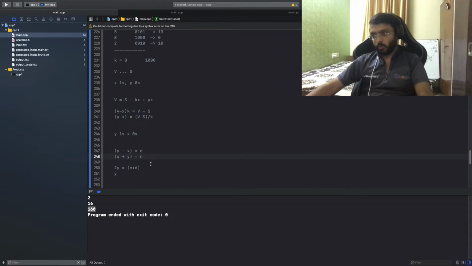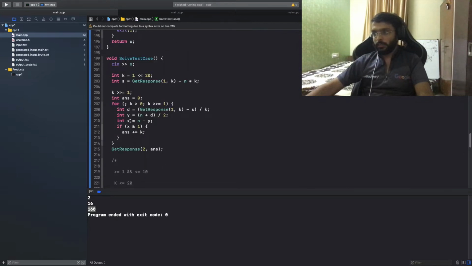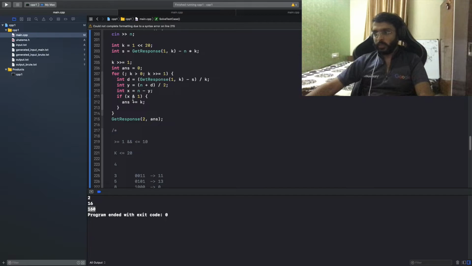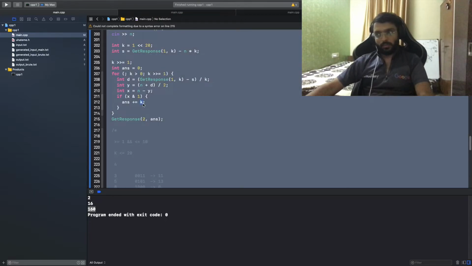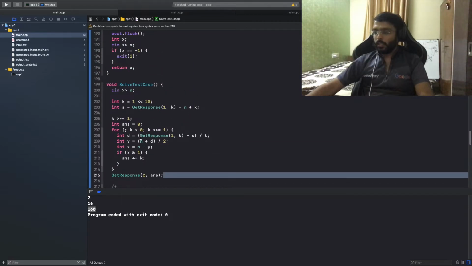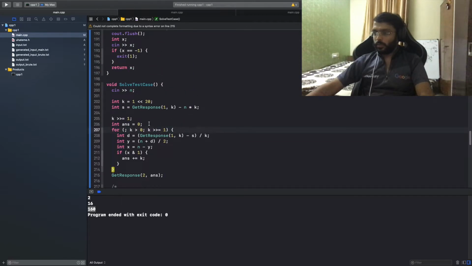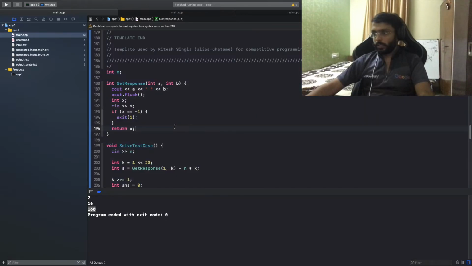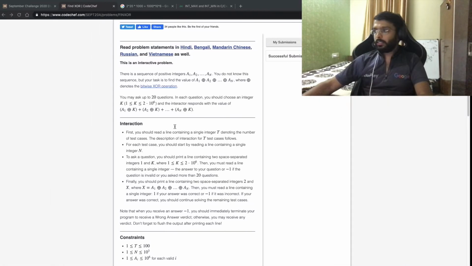That implies 2y is n plus d. That means y is (n plus d) by 2 and x is n minus y, and then just checking for x and y. Yeah, this makes sense now. And k equal to 1. Yeah, this seems all right. Let's try submitting.